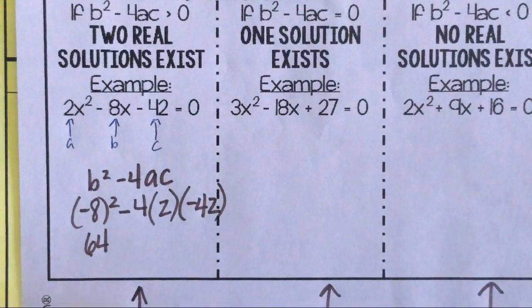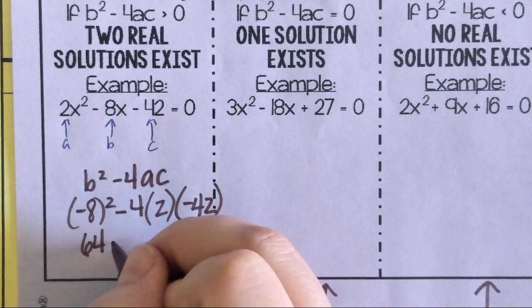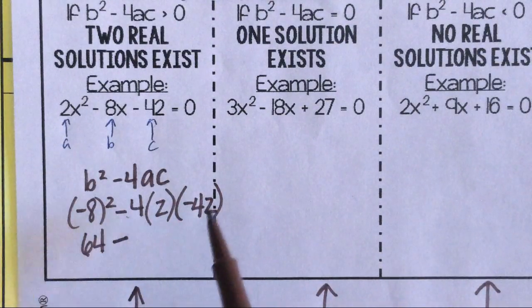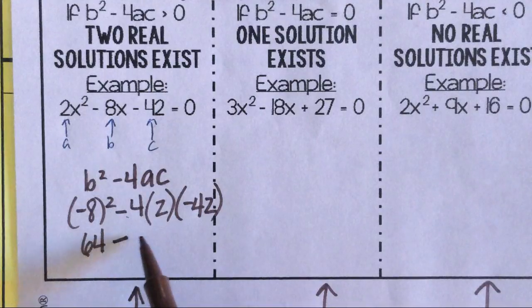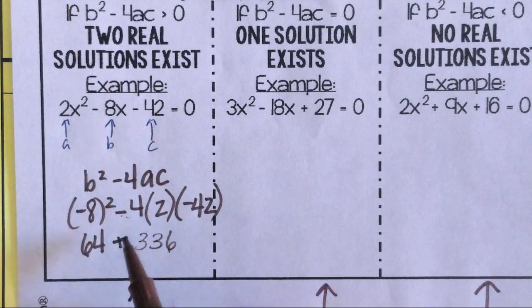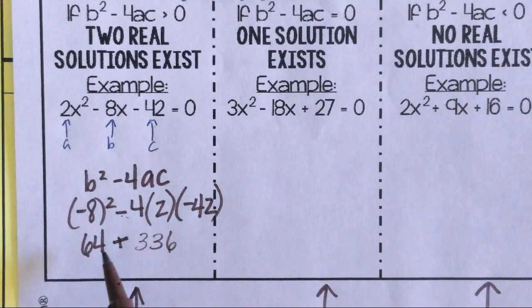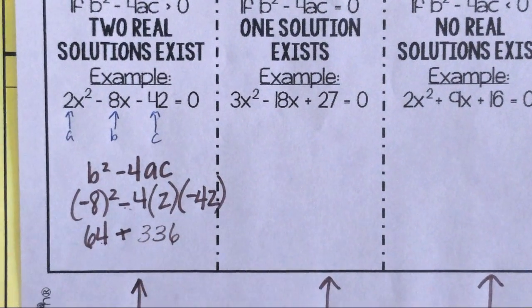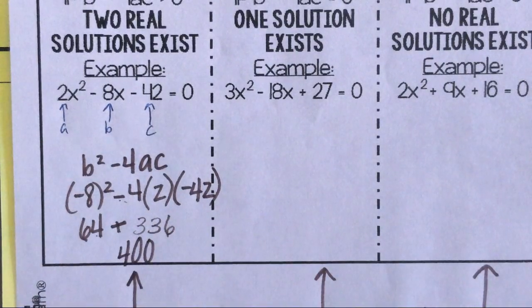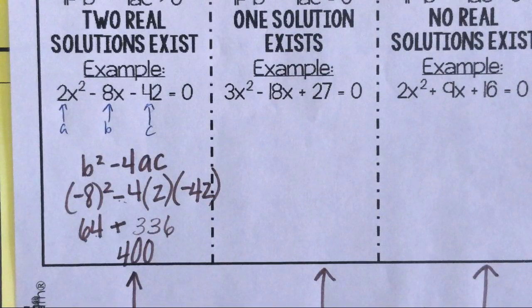Okay, so we figured out our B, our A, our C. We're plugging it into this thing called the discriminant. I need to know -4 times 2 times -42. But it'd be positive because I have a negative times a negative, so it ends up being a positive. So I add 64 and 336, and what do you get? Okay, tell me about that number. Is there any question about how I got to 400?